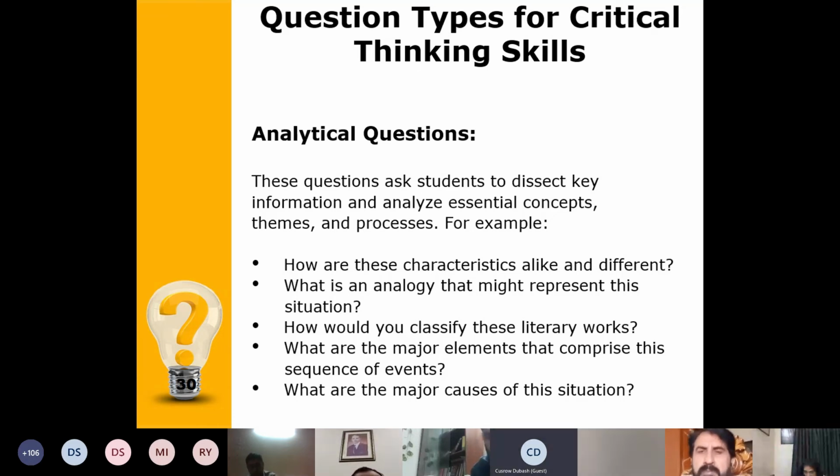How is this and this similar? How is this and this different? What analogy could you use to represent this situation? And an analogy is when you try and relate dissimilar things. दो चीजें जो काफी मुख्तलिफ हैं, उसमें आप कॉमन एलिमेंट्स लाके उनको मिलाने की कोशिश करते हैं. You see analysis and how critical thinking comes in?